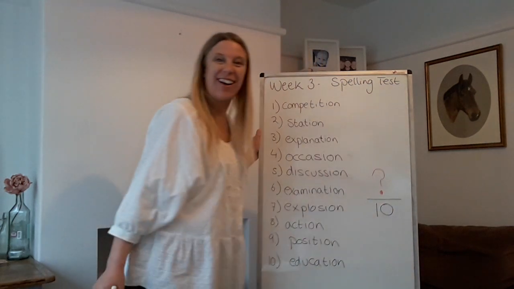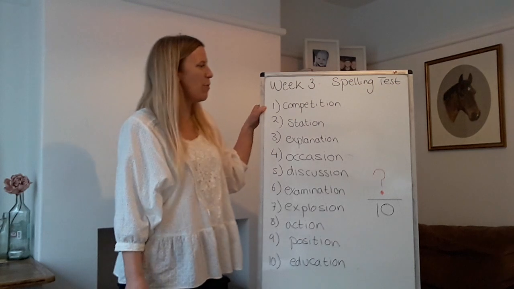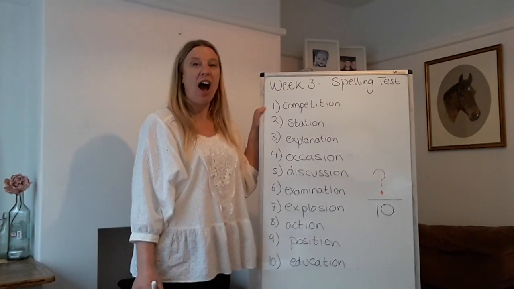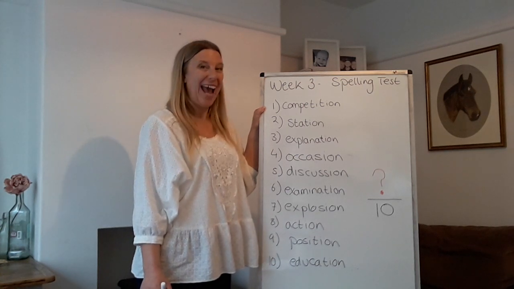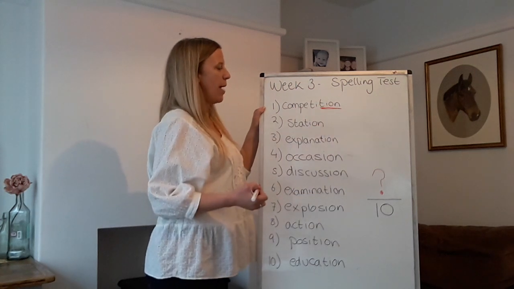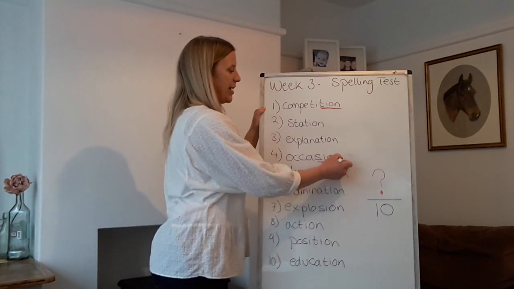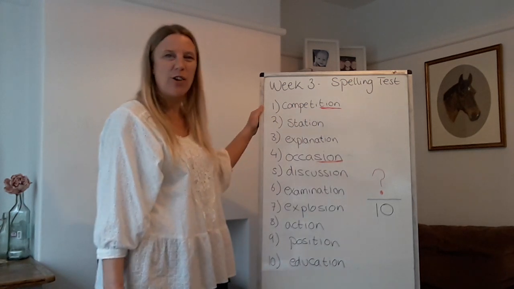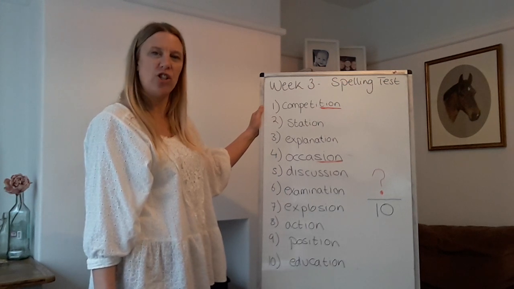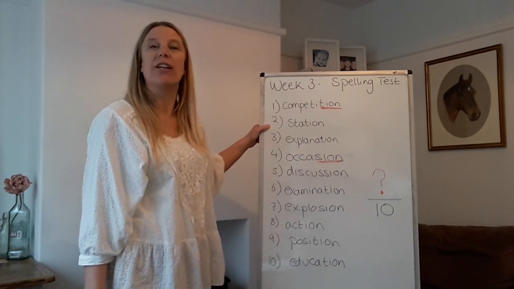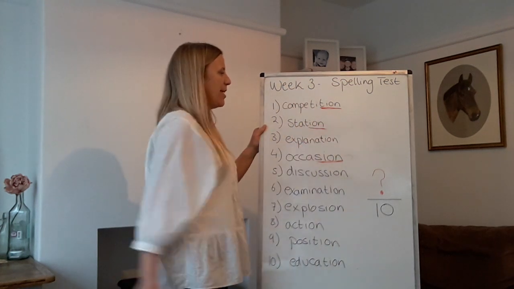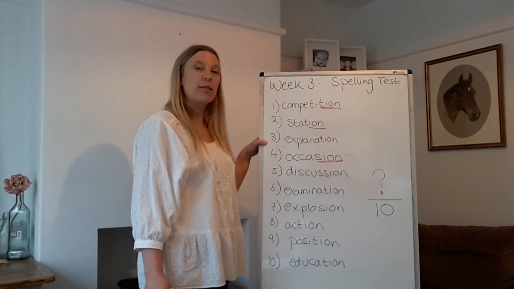out of 10, I wonder. How many did you get correct? So number 1 was competition. C-O-M-P-E-T-I-T-I-O-N. And remember, we're looking at the shun sound, which is spelled T-I-O-N, or it can be spelled S-I-O-N as well. So shun, C-O-M-P-E-T-I-T-I-O-N, competition. Number 2, station. S-T-A-T-I-O-N. Another T-I-O-N on the end. Number 3, explanation.